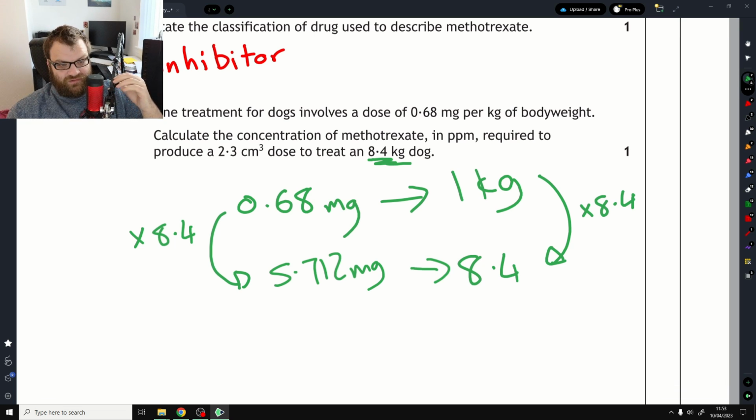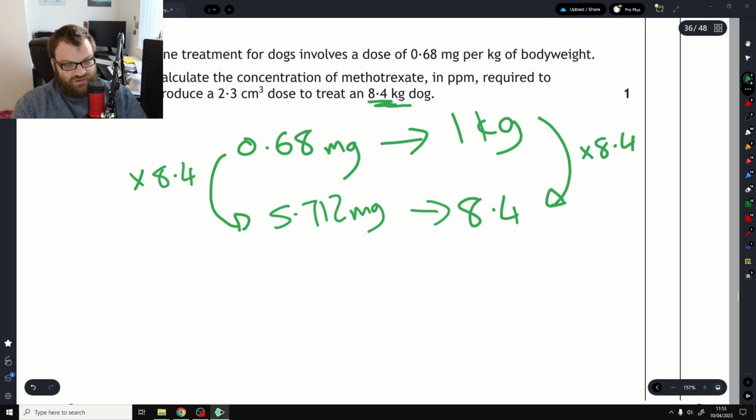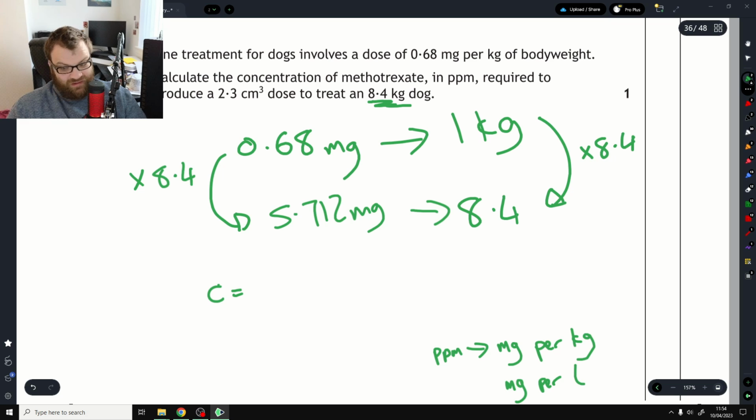Now what are we talking about here? Right, so we've got our milligrams. We're looking to work out the dose, so we are looking for concentration. Okay, so ppm, also known as milligrams per kilogram. Now this one's a bit different because we've got volume, so that would still be milligrams, but per litre. That would make sense. Let's try that. If I change this into litres, I want to divide by 1,000. I want to get 0.023 litres.